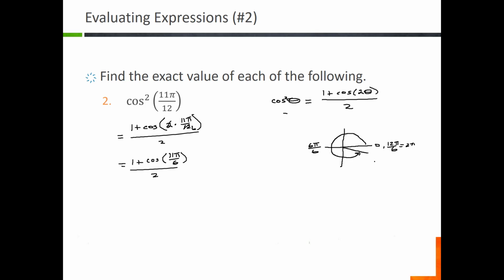And what do we know about cosine in the 4th quadrant? It's going to be positive. So we're going to have 1 plus, what's the cosine of pi over 6? It's root 3 over 2, and that's all over 2. There's a little bit of simplifying we could do here, but that's pretty much it for your answer.